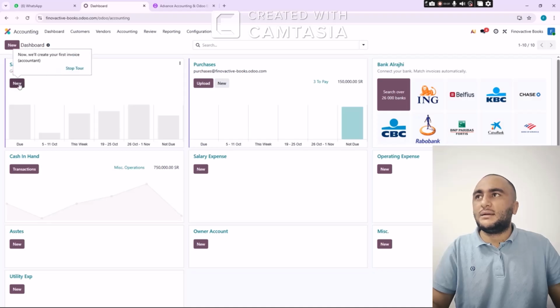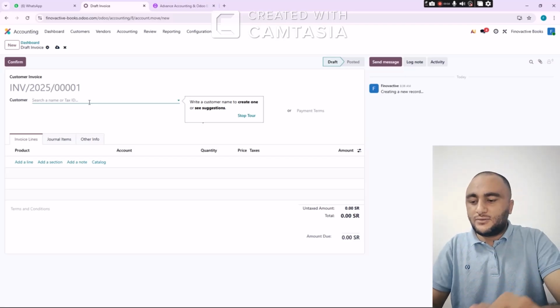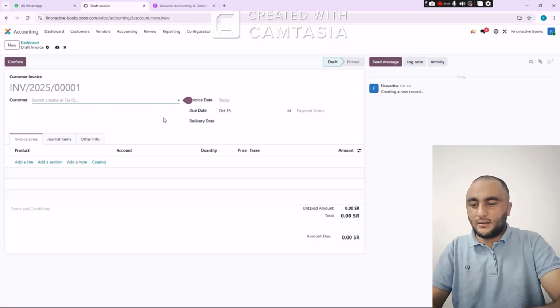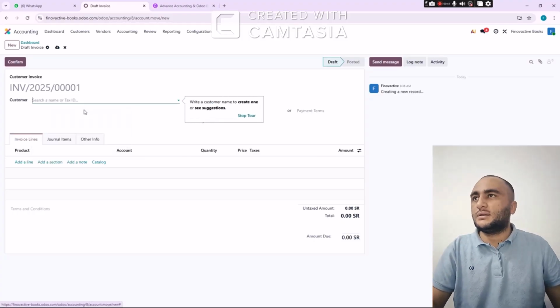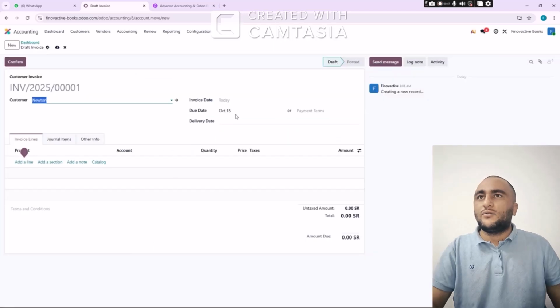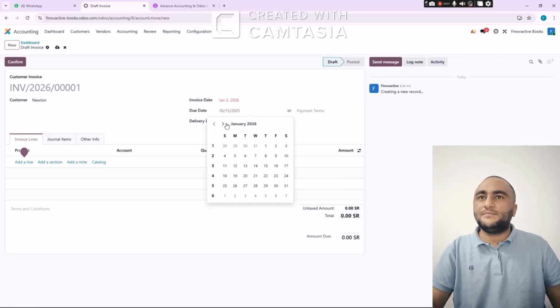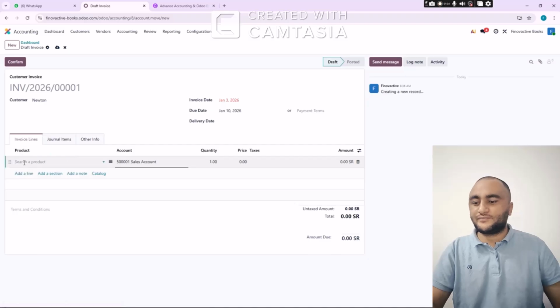Here you have to come and create new. Same as vendors, we have to create customers also. The first one is Newton Physics. Our customer is Newton the Great. So invoice date, we go on the same 3rd Jan 2026. Due date, we have to change it again, done. And here you have the same product, add a line.